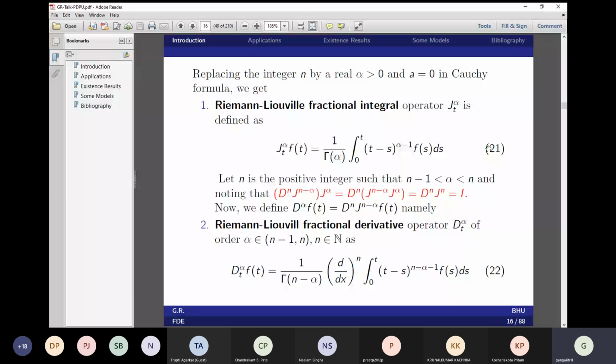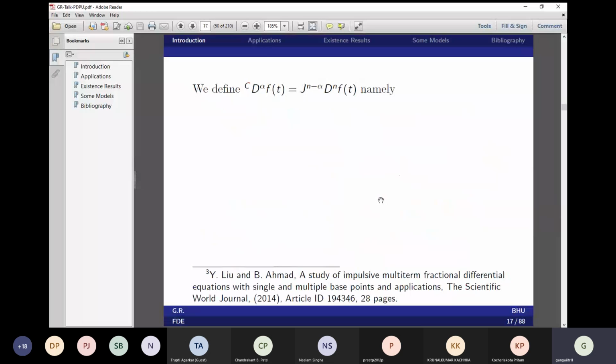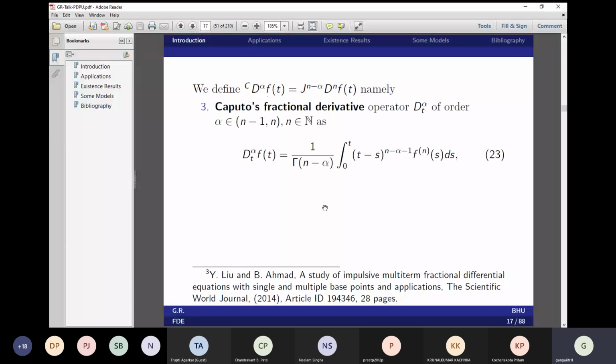Equation 21 represents the Riemann-Liouville fractional integral, but equation 22 gives the definition of the Riemann-Liouville fractional derivative. Now, just by changing some notation in this previous definition, we can define the Caputo fractional derivative. So equation 23 represents the Caputo fractional derivative. So these are the fractional derivatives.